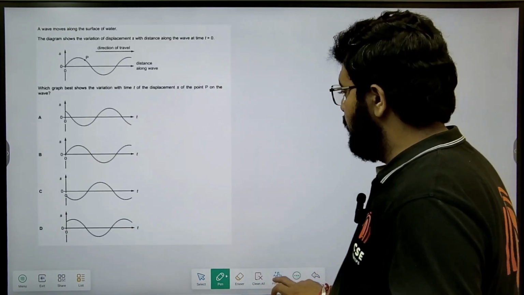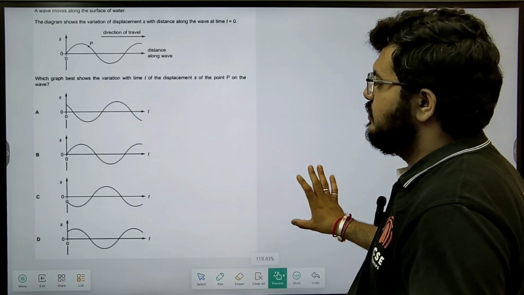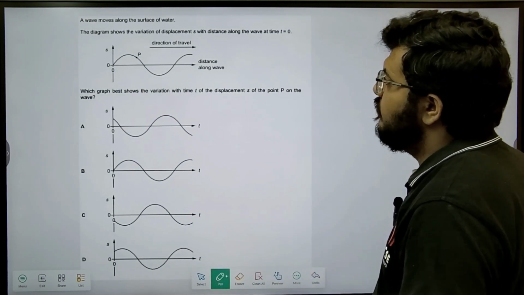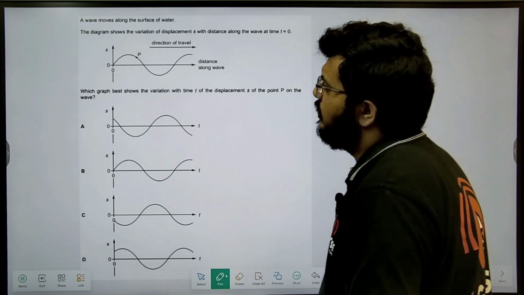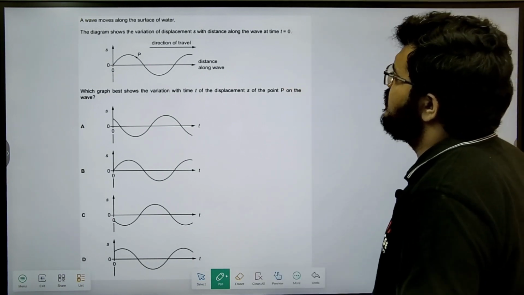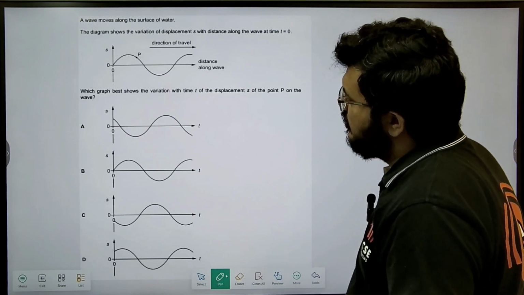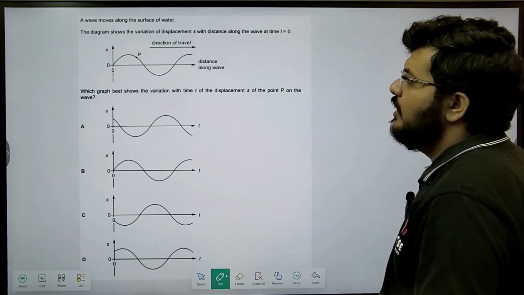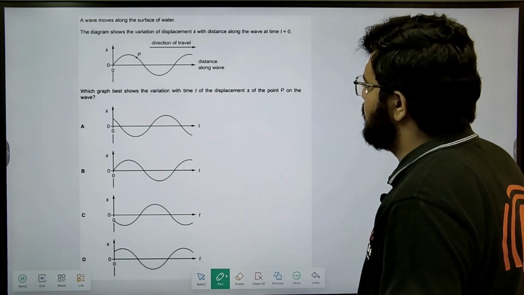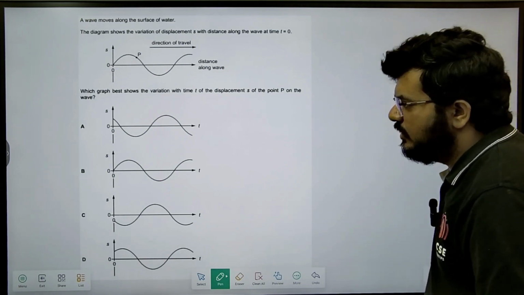Then we have this question which says, a wave moves along the surface of water. The diagram shows the variation of displacement S with the distance along the wave at time t equal to 0. The direction of travel is towards the right. Which graph best shows the variation with time t of the displacement S of the point P on the wave?